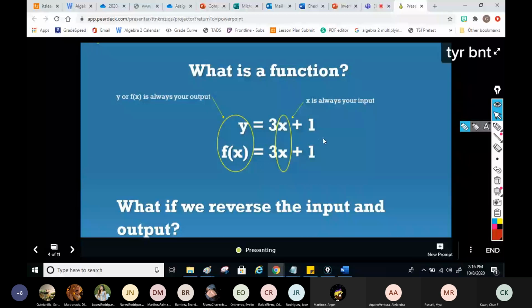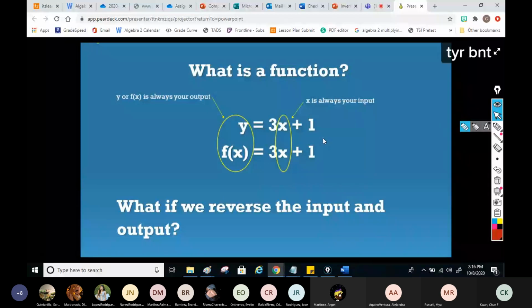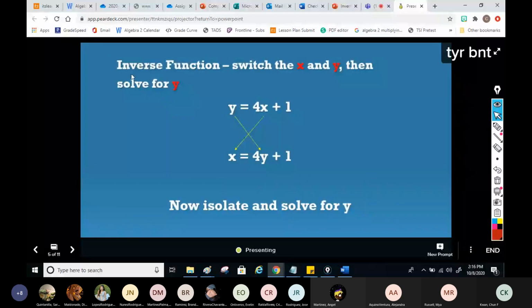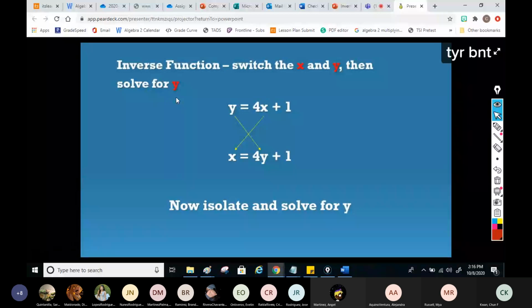We can use a function to make predictions. That is why it is important. So what if we reverse the input and the output? What if we just flip it around? If we reverse it, we call it an inverse function. For an inverse function, you switch the x and the y, and then you solve for y.